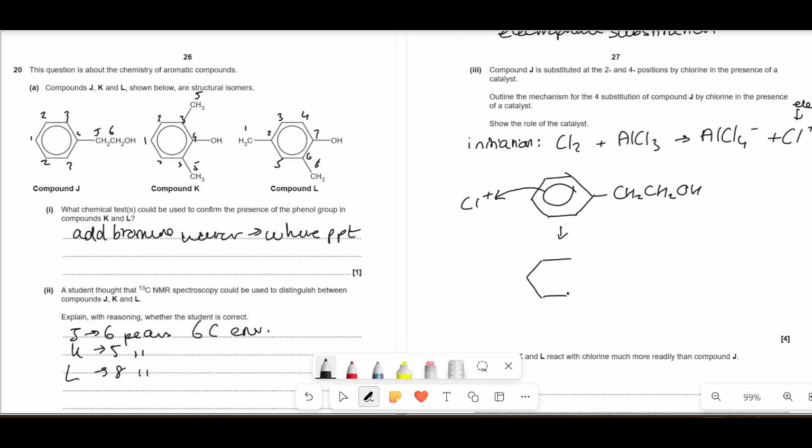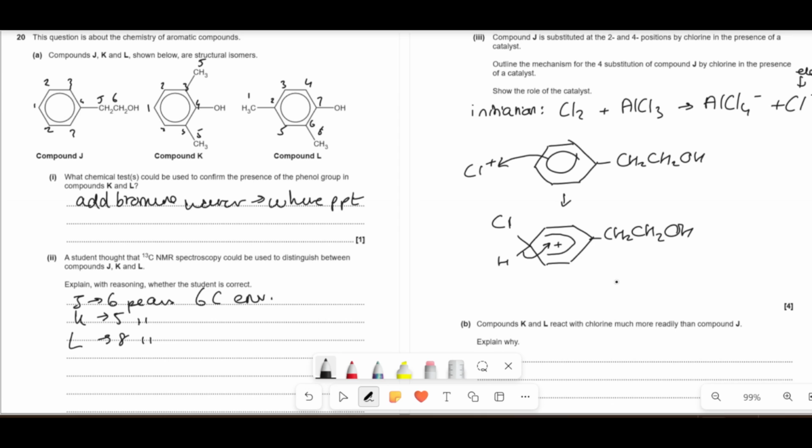So we'll draw a nice little benzene here. We've got our CH2, CH2, OH. Now this chlorine has bonded on here because it's nabbed some electrons from that ring. But the problem is now this ring is short of electrons, so it's positive like that. So the only way to fix this problem is to give electrons back into here. So what happens is this bond breaks from the hydrogen. It gets booted off and substituted.